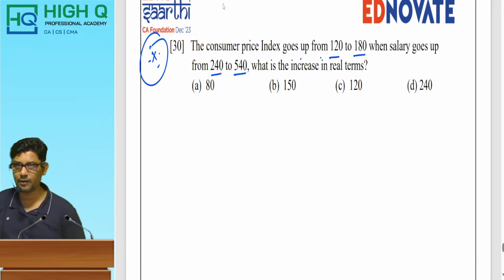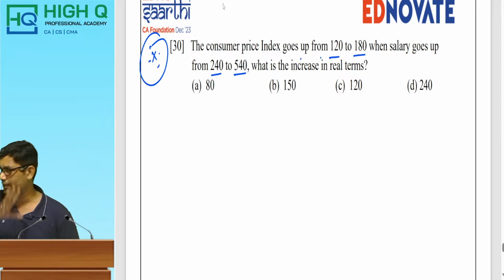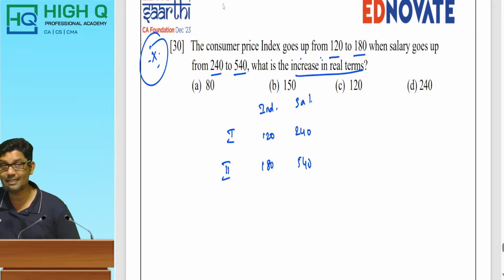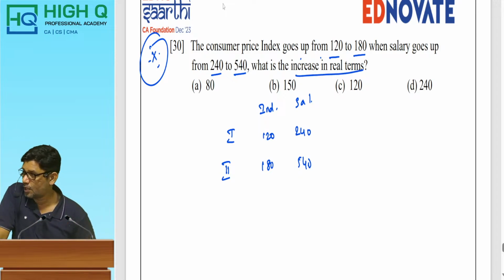Look at this, my dear. We need to calculate real wage. Let me take first year, second year. What is the index number, my dear? 120 becoming 180. Am I right? What about salary? 240 to 540. We need to find out the increase in real terms. How to find out the increase in real terms, my dear? Can you please tell me what exactly it is?